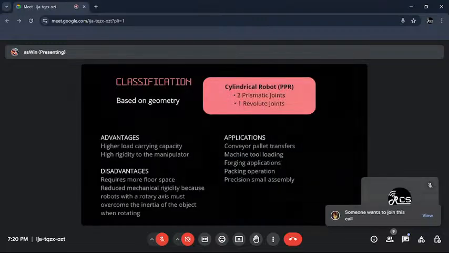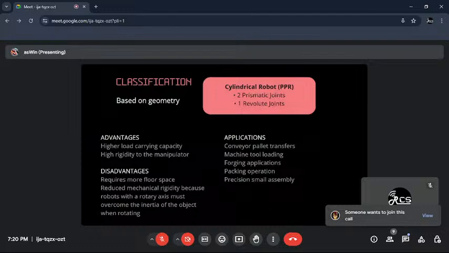The next one is the cylindrical robot, where two prismatic joints are used and one revolute joint. The prismatic joint traverses along the axis, either x, y, or z, and the revolute joint revolves around the axis. According to the design, a robot can rotate around a specific amount of degrees.